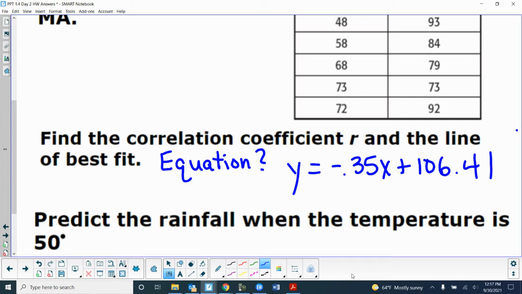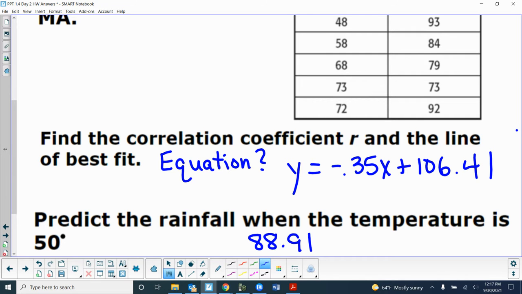All right, predict the rainfall when the temperature is 50. So what are we going to do? Plug in 50 for the X. Yeah, you try. Got it. All right, Morrison, what'd you get? 88.91. Did you guys agree with him? Yeah.